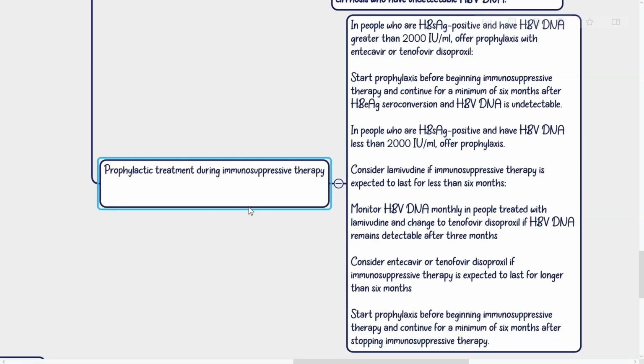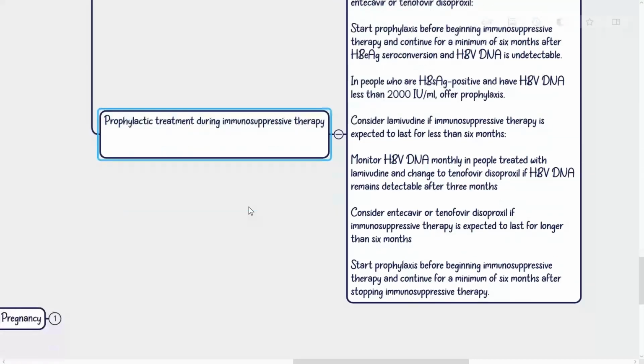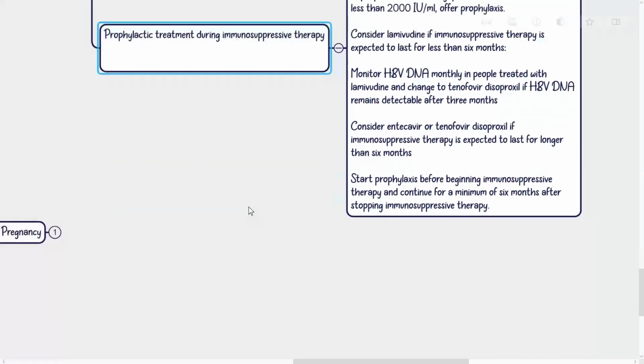Consider lamivudine if immunosuppressive therapy is expected to last for less than 6 months. Monitor HBV DNA monthly in people treated with lamivudine and change to tenofovir disoproxil if HBV DNA remains detectable after 3 months. Consider entecavir or tenofovir disoproxil if immunosuppressive therapy is expected to last for longer than 6 months. Start prophylaxis before beginning immunosuppressive therapy and continue for a minimum of 6 months after stopping immunosuppressive therapy.